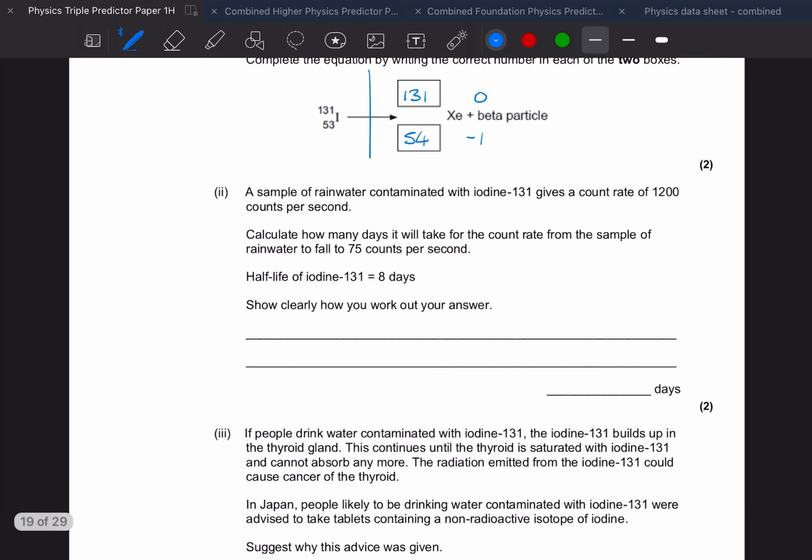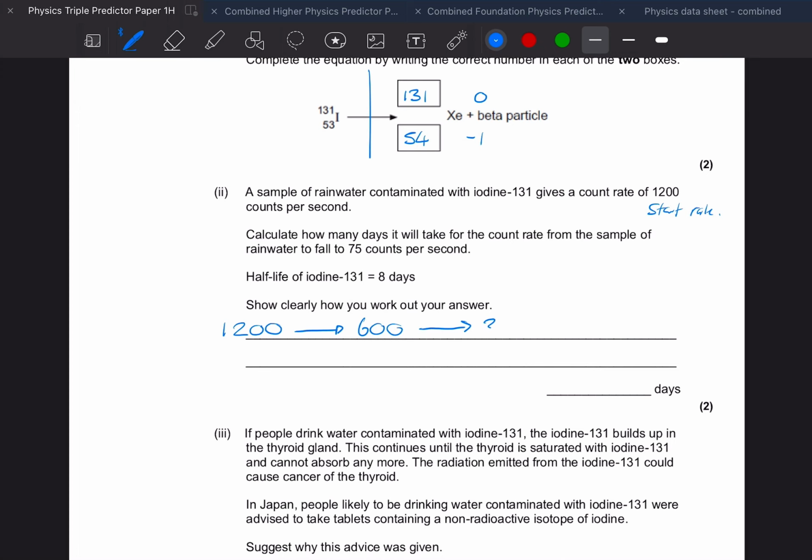A sample of rainwater contaminated with iodine-131 gives a count rate of 1,200 counts per second. So that's our starting rate. Calculate how many days it will take for the count rate to fall to 75 counts. Half-life is 8 days. Show your working out. So we're going to start with our count rate. That's our first one. Our first half-life, we will half it. So half of 1,200 is 600.